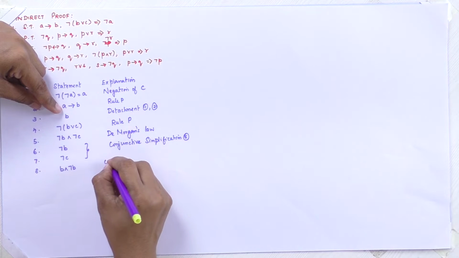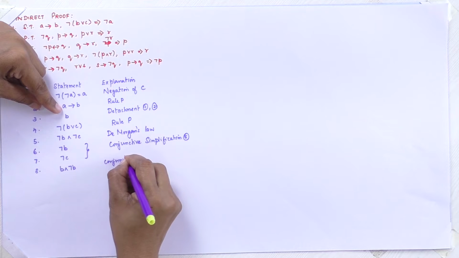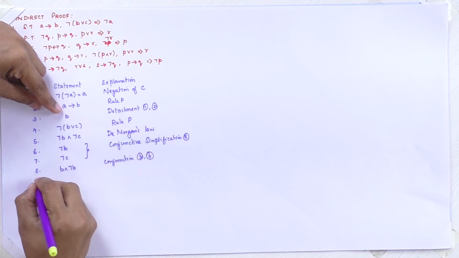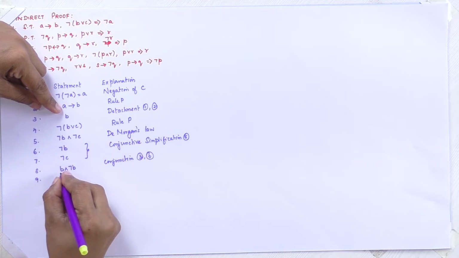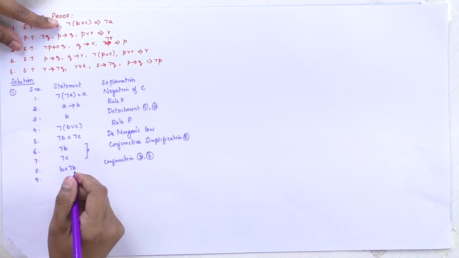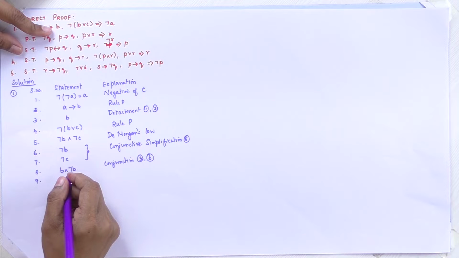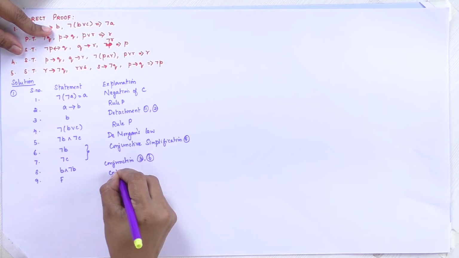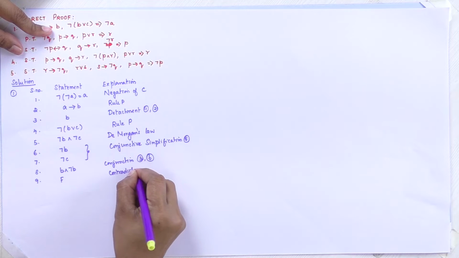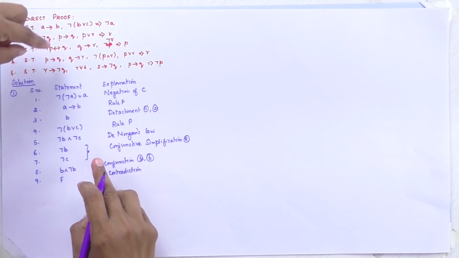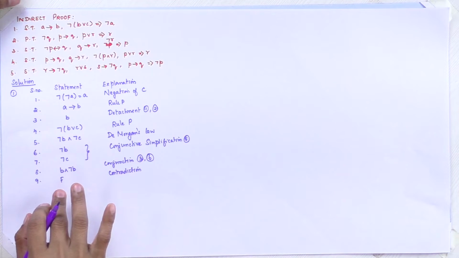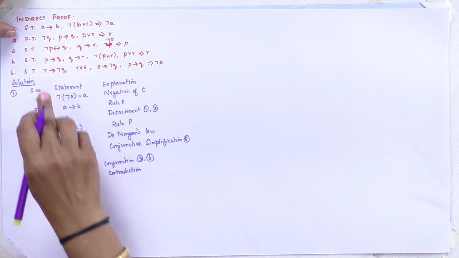That is the conjunction of 3 and 6. If I conjunct those two, what is B and negation B? Tell me. Yes, fine, that is false. So you get false, which is a contradiction. So by the indirect proof, we have finally arrived at the result as false. That's right. So we can go for the second problem.